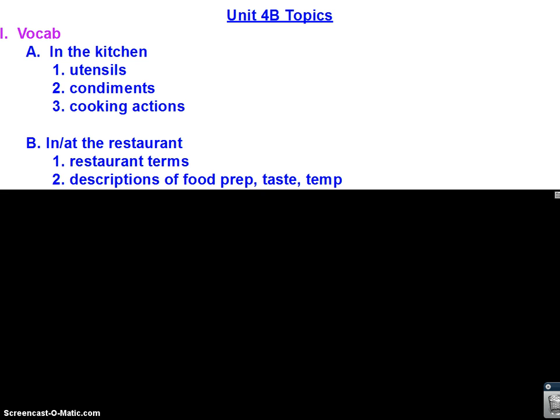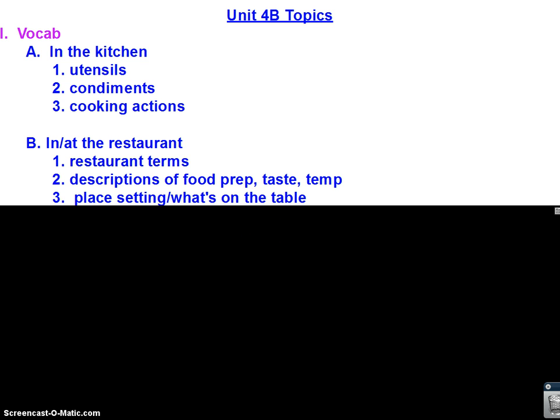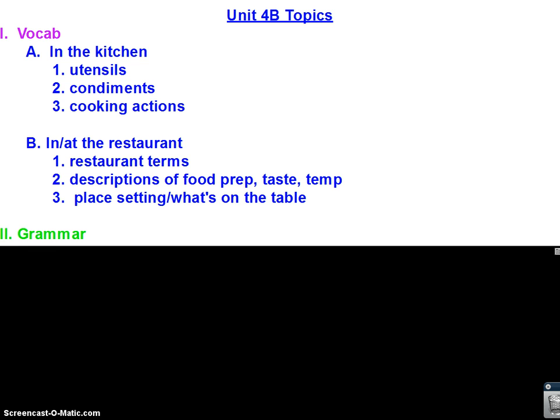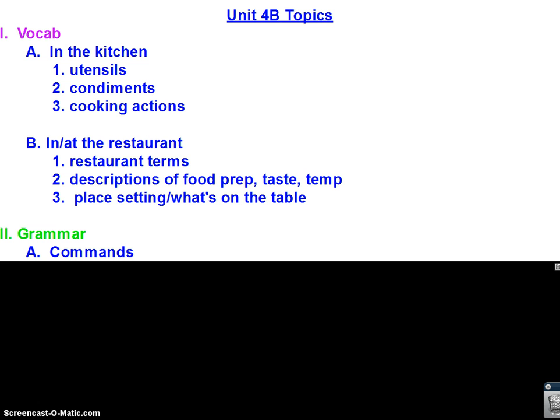Descriptions of food prep, taste, and temp. So you can ask for something to be grilled versus roasted or boiled versus fried. So that's food prep. Taste of things, sour, bitter, sweet, whatever the case may be, and temperature, hot, cold. We're also going to be talking about place settings, what's on the table, so your fork, knife, spoon, napkin, and drinking glass. For grammar, we are finally talking about commands.